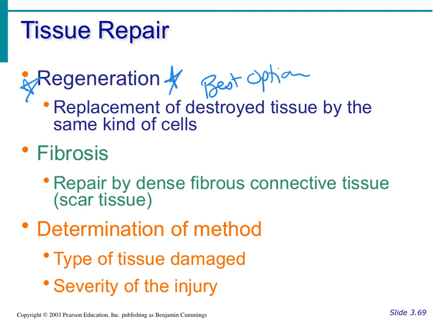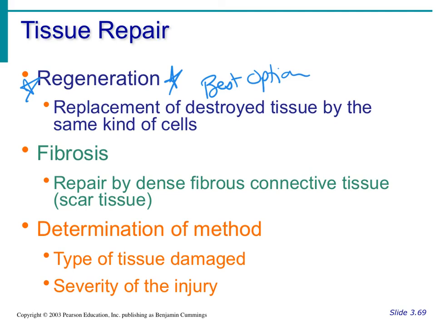If an injury is too severe, or if the type of tissue that's damaged isn't really able to regenerate, then repair might instead involve a fibrosis. So a fibrosis is basically a scar is created. So dense, fibrous connective tissue. Think about what that kind of tissue looked like. Fibers really closely packed together. And so that kind of tissue repair will leave a scar. That's what scar tissue is.